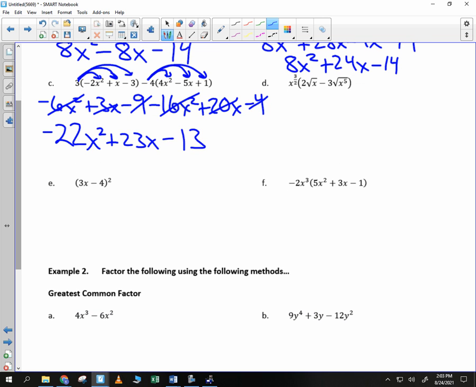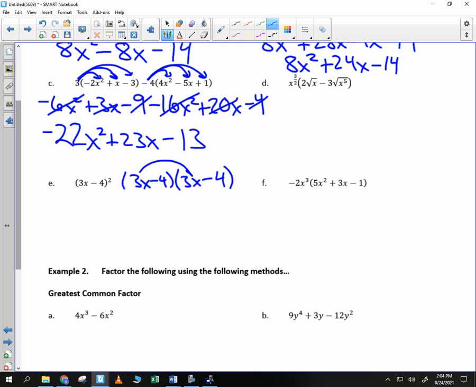See, a problem like E, that's nice and simple, because 3x squared is 9x squared, and negative 4 squared is 16. You can't do that, folks. What does it mean to square something? 3x minus 4 times 3x minus 4. Please, folks, please. That's one word. That just digs at my heart if we don't get that.